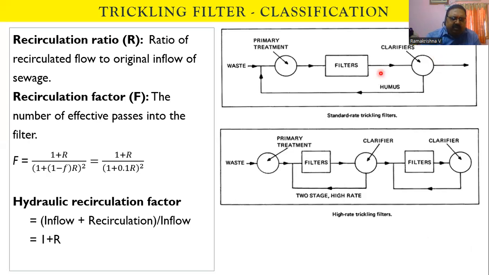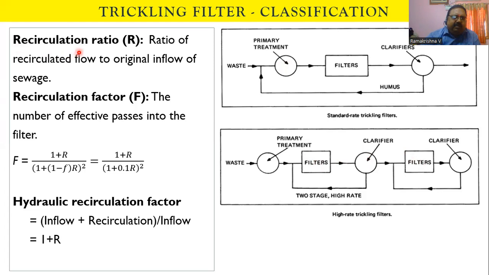Now, this is the layout of the trickling filter. This is the primary sedimentation tank, then the trickling filter, then the secondary sedimentation tank. Wastewater is passing through this system, and after the secondary sedimentation tank, the liquid will be going out. Some portion of this will be returned back into the system. Similarly, there is a high rate trickling filter where recycling is provided for intermediate and second stage systems.